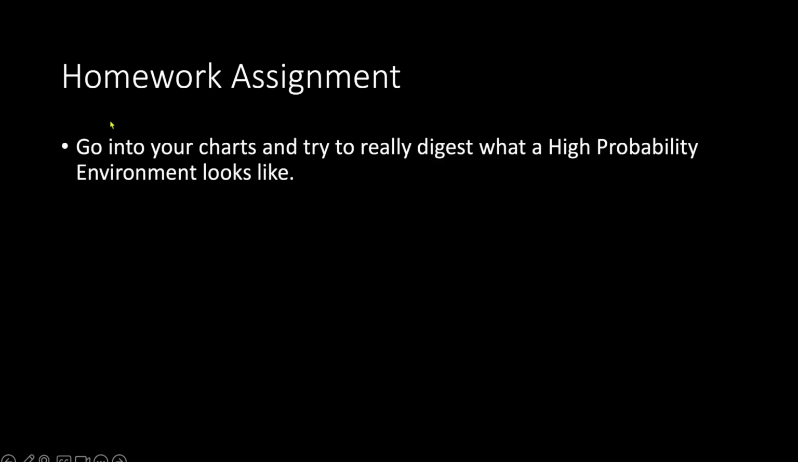So here's a homework assignment that I've made up for you. I want you to go into your own charts and try to really digest what a high probability environment looks like. I want you to pay attention to all the details, meaning I want you to do top-down analysis, starting with the higher time frame institutional order flow. Is it clear where the market is drawn towards? Yes or no? Is the economic calendar supporting that the market should draw towards a specific price level? And then go into the lower time frames to see if intermarket relationship is confirming that a specific session can be deemed as high probability.